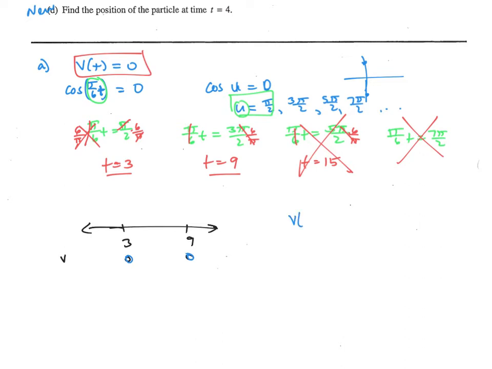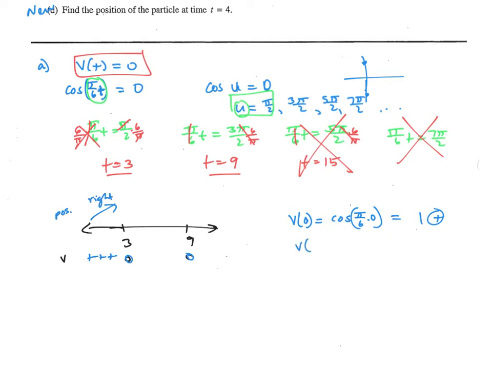So I'm going to go back to my velocity equation, which is cosine of pi over 6 times t, and I'm going to check 0 because I can, right? That's less than 3. So velocity at 0 would be cosine of pi over 6 times 0, which is really just cosine of 0. Cosine of 0 is 1, and so that's a positive value. So that means my position function is increasing, or in the case of horizontal motion, that means moving to the right.